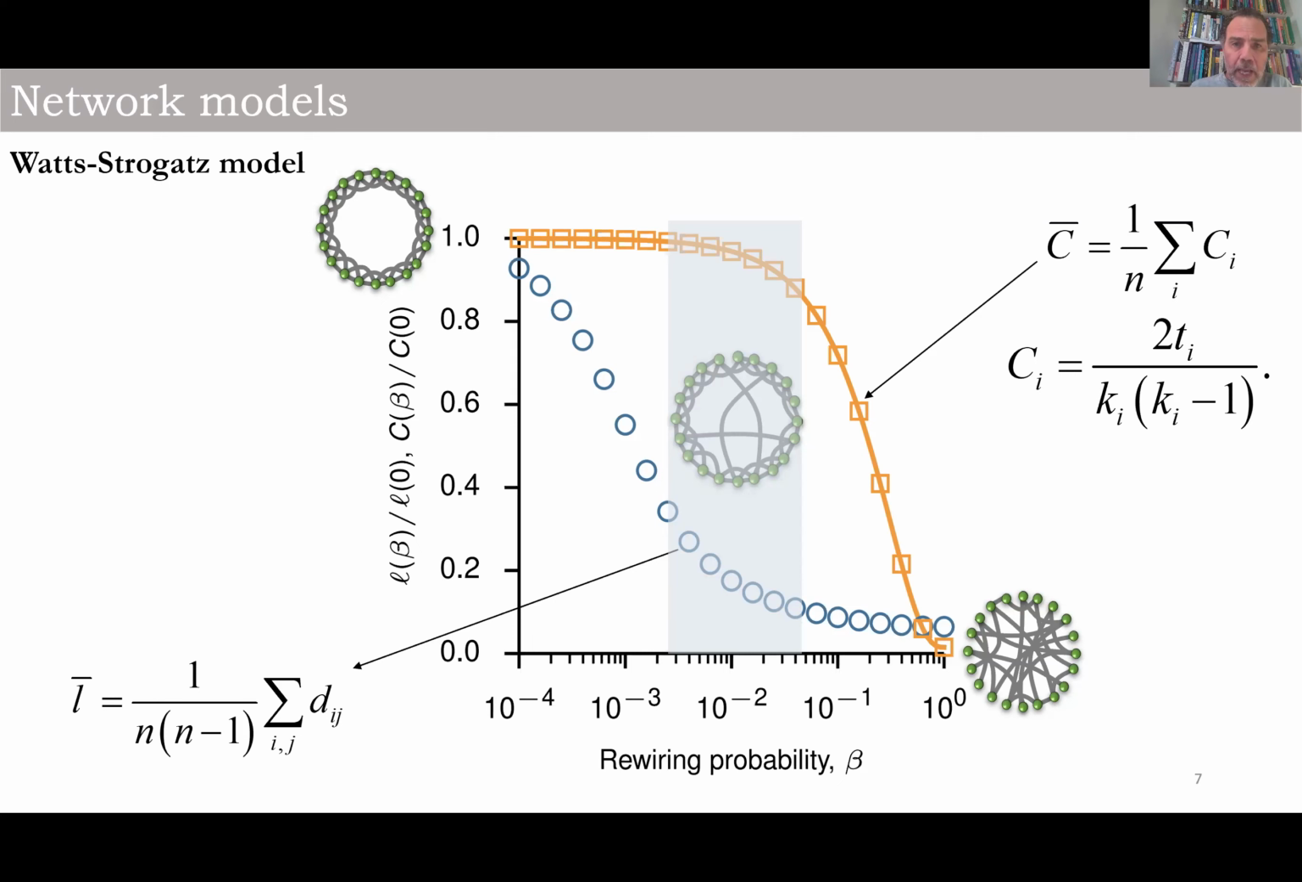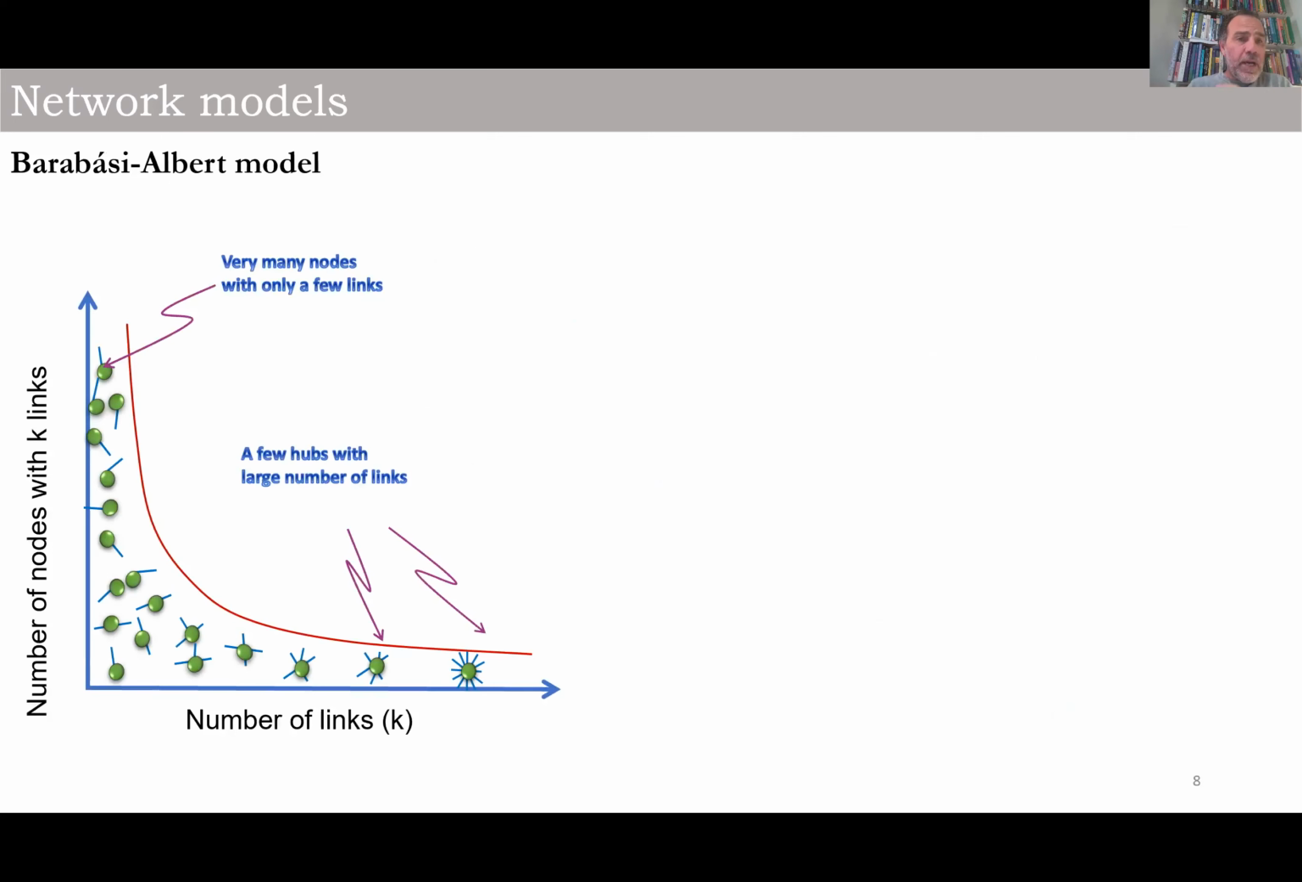network. The second model is basically trying to reproduce the observation that there are networks in which the degree distribution is not Poissonian, but is very fat-tailed. In particular, in this case, it is a power law. So you have networks in which there are a huge number of low degree nodes and very, very few nodes of very high degree, which are known as hubs.